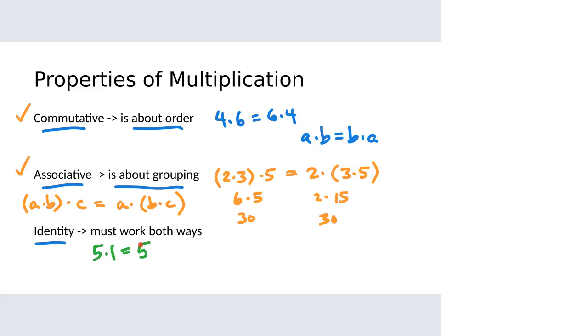And in order for this property to hold, this has to work both ways. I have to be able to do 1 times 5 and get 5. Okay, I do. So sure enough, yes, we have an identity property of multiplication, and that would just look like A times 1 is equal to A. So commutative and associative and identity do work for multiplication. Let me know if you have any questions about that before we go on.